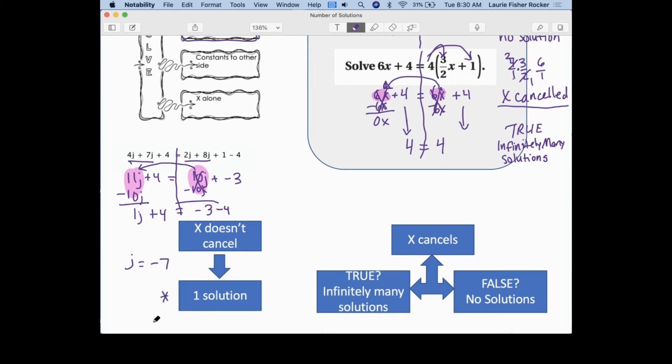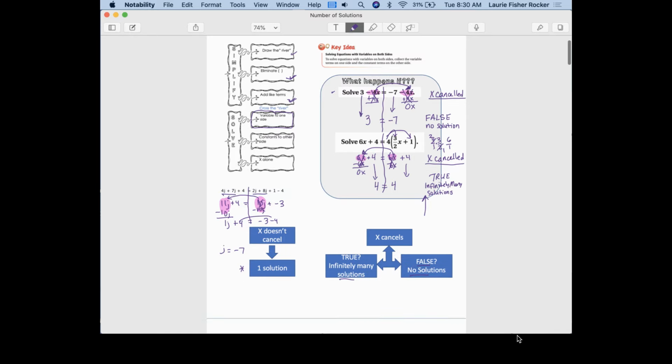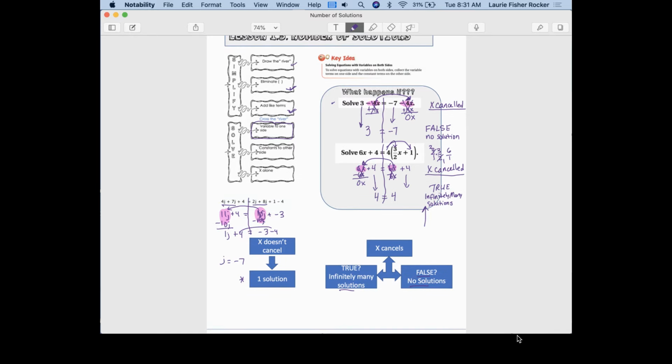That was these two scenarios up here. Okay, X does cancel. If what's left behind is true, it's infinitely many solutions. If what's left behind is false, then it's no solutions. And those are the types of solutions. That's how we identify the solutions. So what you're doing for the homework today, as you're going through these, is you're having to determine if you have one solution, infinitely many solutions, or no solutions.